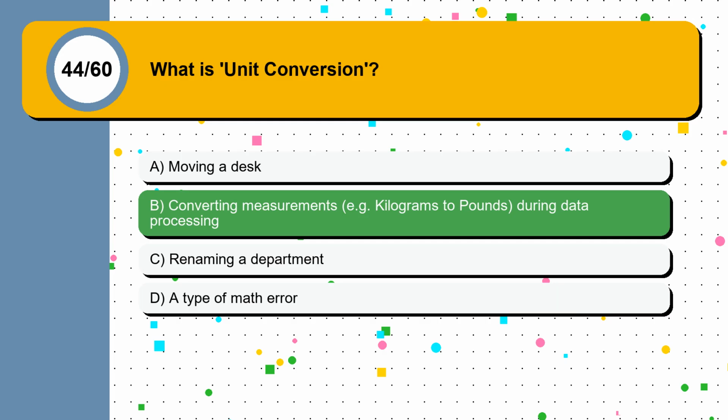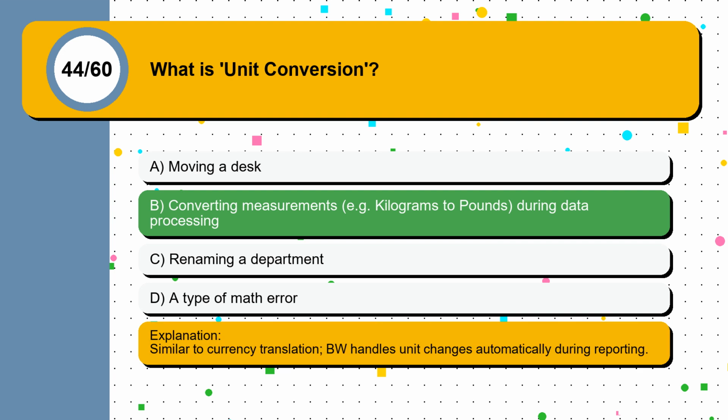The correct answer is option B, converting measurements, e.g. kilograms to pounds, during data processing. Similar to currency translation, BW handles unit changes automatically during reporting.